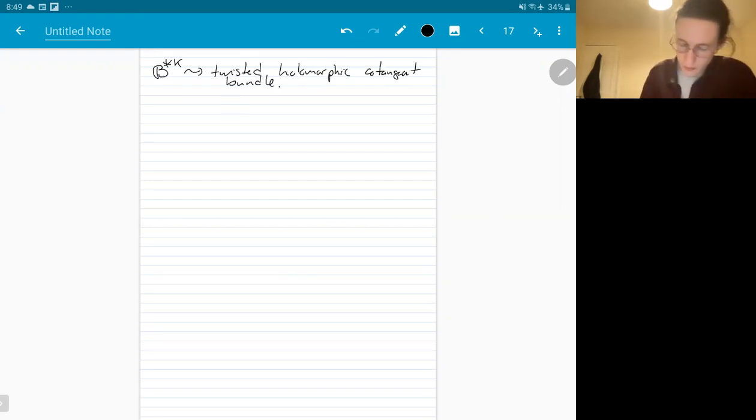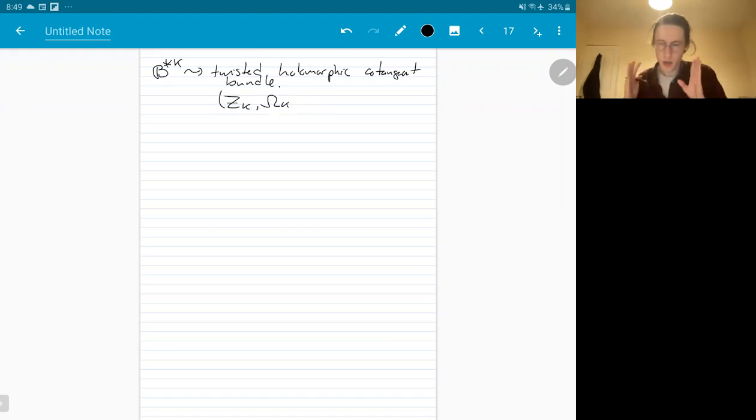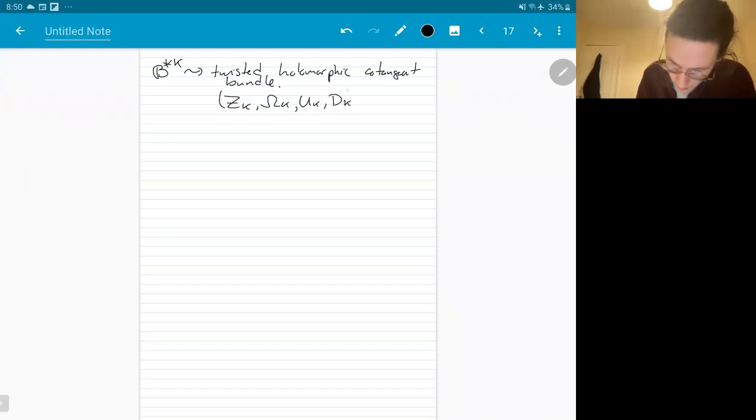But let me just write it as Zk omega K. So this is the holomorphic symplectic structure that's underlying the brane. And it also has this prequantization. Remember, we had this holomorphic prequantization. I'm going to call that UK dk. So that's the geometry underlying the brane.